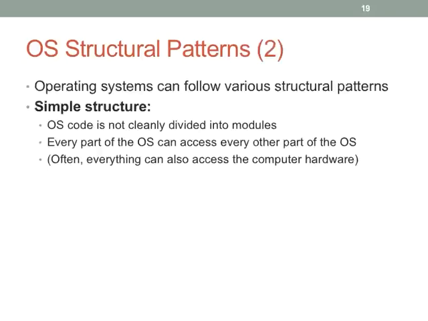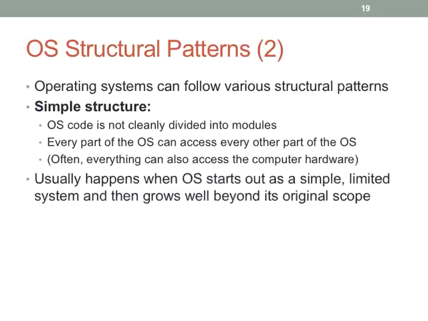Okay, so operating systems can follow various structural patterns. There is a structural pattern which is not really a structural pattern, which is the simple structure, which kind of means big ball of mud. So there's no clean division into modules. Every part of the OS can access every other part. It's really fun. It's either Wild West or Steel Cage Deathmatch, pick your analogy. And basically everything can also access the computer hardware. It usually happens when OS development happens incrementally without careful upfront design. And there are quite a few example OSs which fit this design pattern, actually.